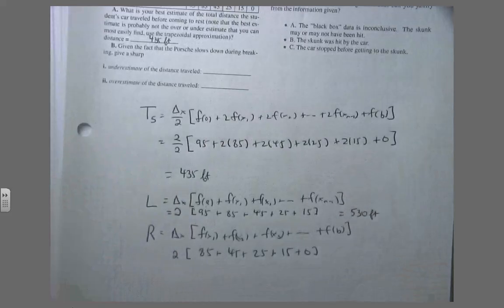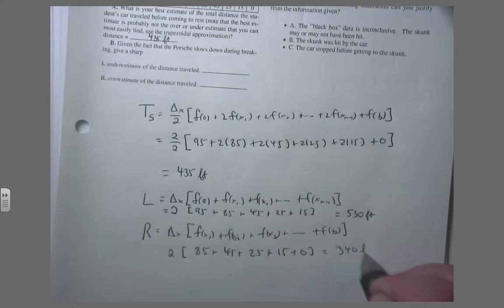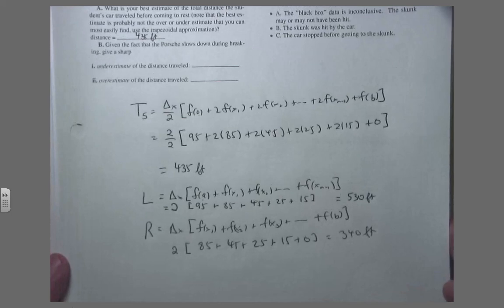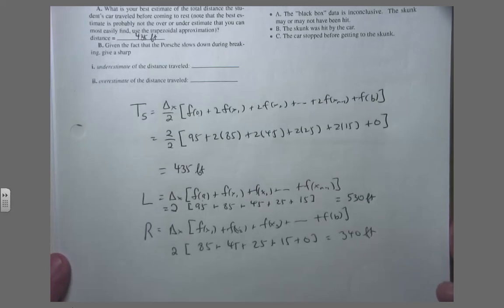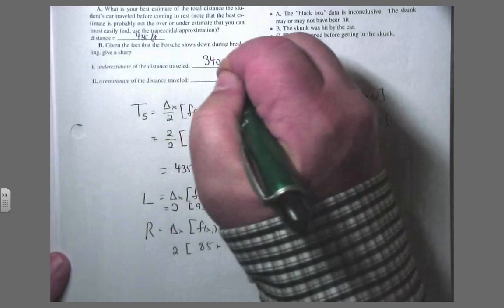With your partitions, use the points on the right: 85, 45, 25, 15, and 0. So when I add these guys up, I end up getting 340 feet. Just did it on my calculator. So again, not knowing which one's which, but now knowing my numbers, I know what the underestimate was. The underestimate was 340 feet.